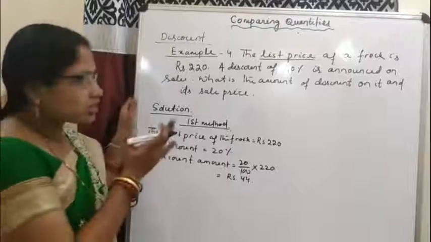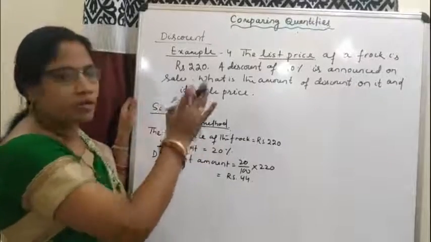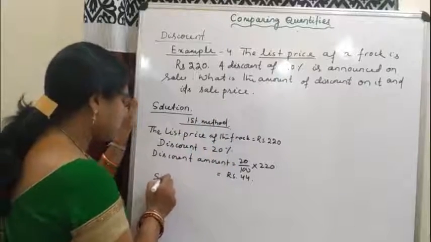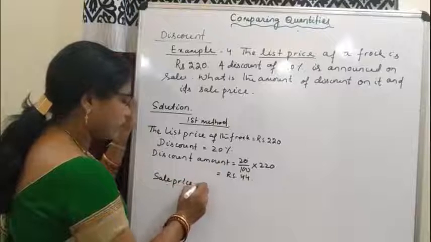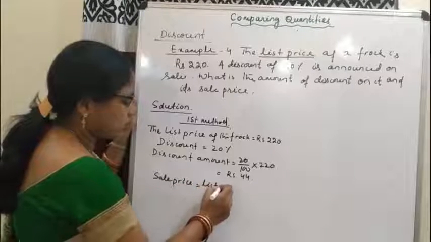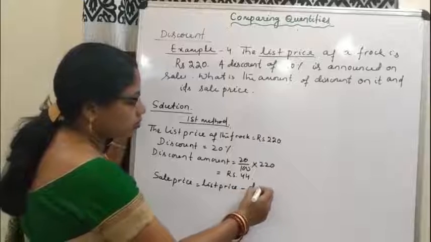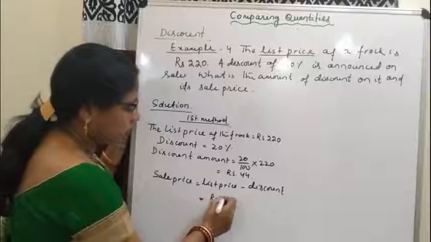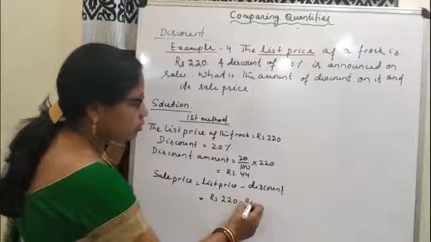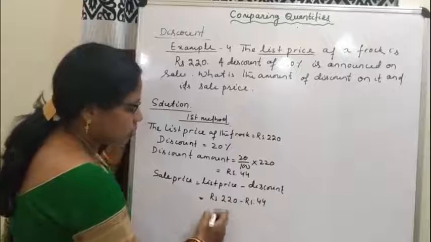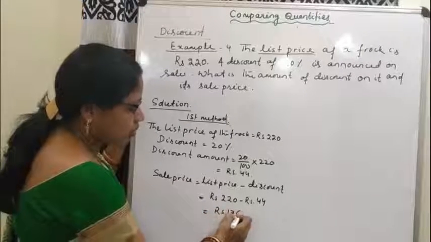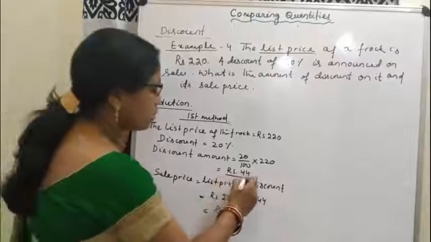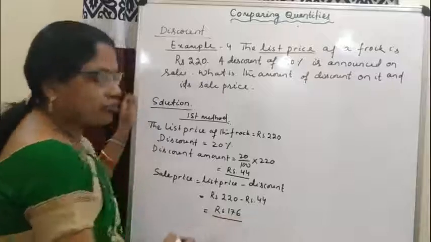Again, the discount amount is subtracted from the list price to get the sale price. So sale price is equal to list price minus discount, which is rupees 220 minus rupees 44, equal to rupees 176. This is our sale price. So this is the discount amount and this is the sale price after discount.